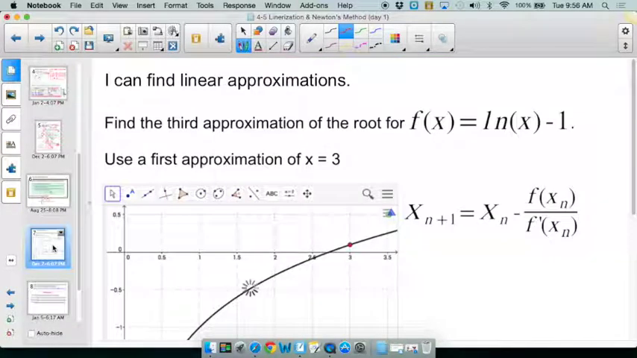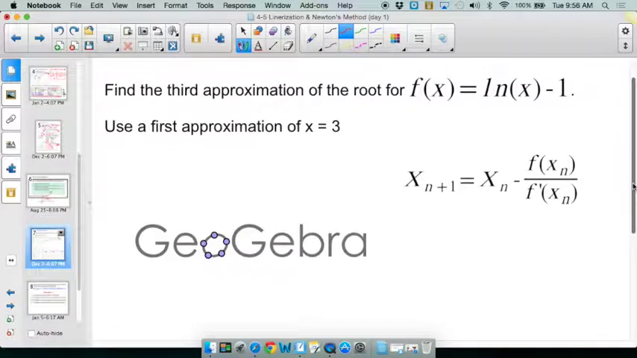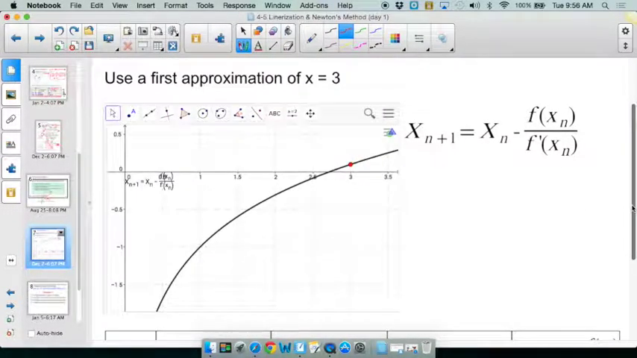So let's take a look at this function here. This function is natural log of x minus 1. And so we need to know 3 things. The first thing is we need to have a first guess. Okay? And I'm going to have your first guess be 3. Then we need to know the value of the function at 3.